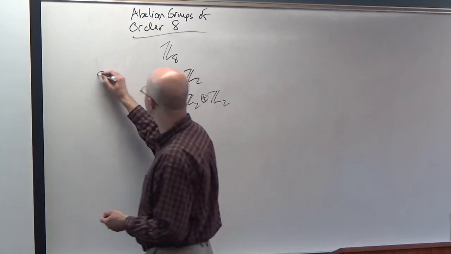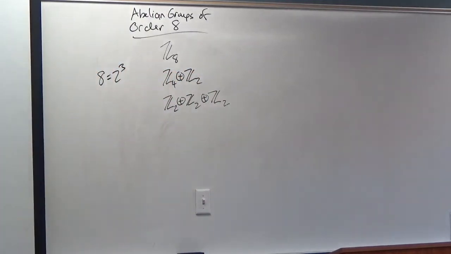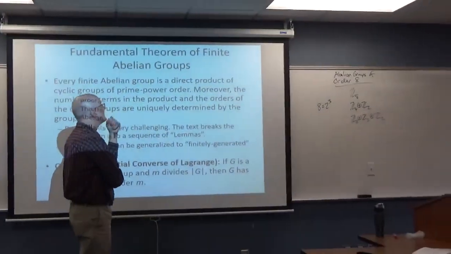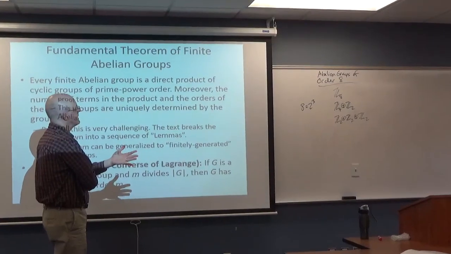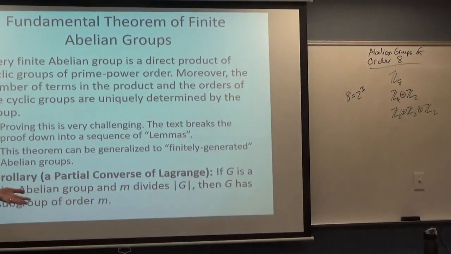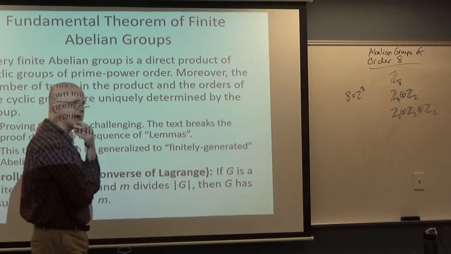Well, 8 is 2 cubed. In each case, we have a group of order 8 that is either cyclic or the direct product of cyclic groups of prime power order. This theorem would say there would be no others. There are no other abelian groups of order 8.